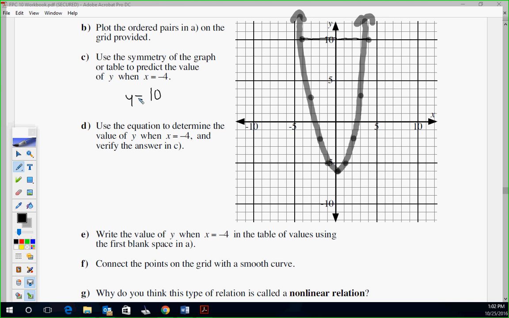An x squared. A parabola has to have a quadratic, which is something squared in it. But they obviously move, adjust in different ways. Use the equation to determine the value of y when x is negative 4, which we just have to plug in. So we would go negative 4 squared minus 6. That's 16 minus 6, which is 10.